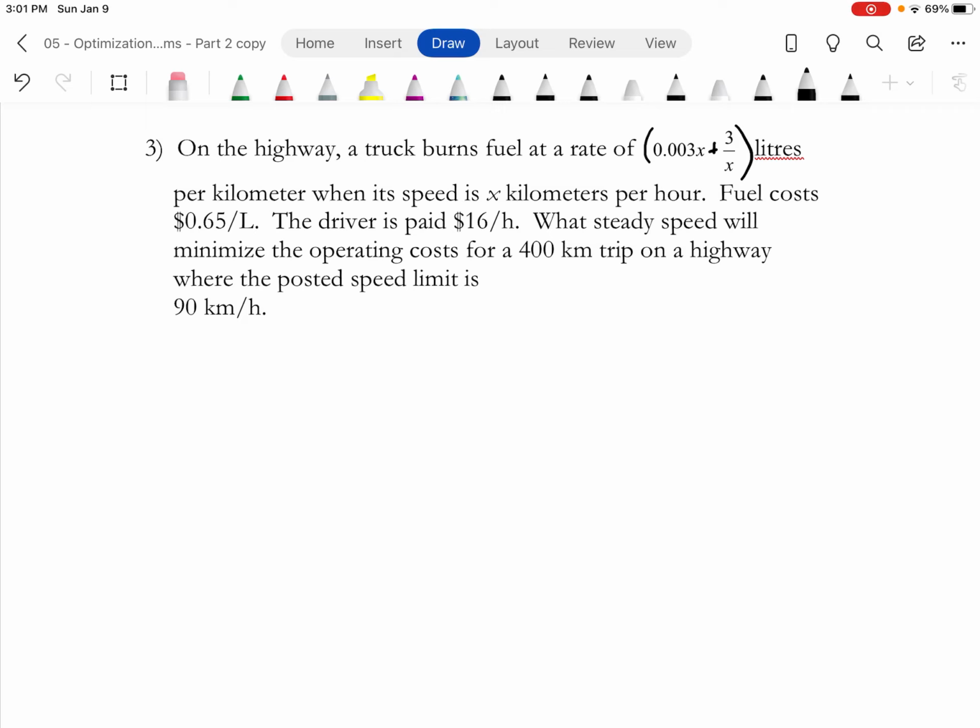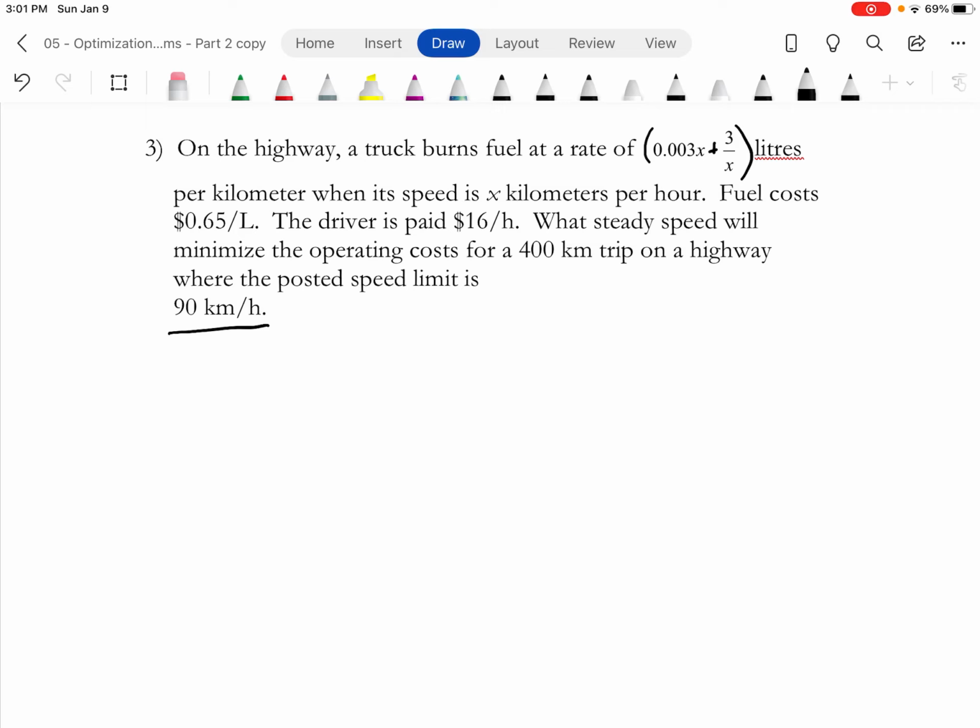The driver's paid $16 an hour. Okay, well, that totally gives the question away, doesn't it? No truck driver's making $16 an hour anymore. What steady speed will minimize the operating costs for a 400-kilometer trip on a highway where the posted speed limit is 90 kilometers an hour? Interesting little detail there. Posted speed limit is 90 kilometers an hour.